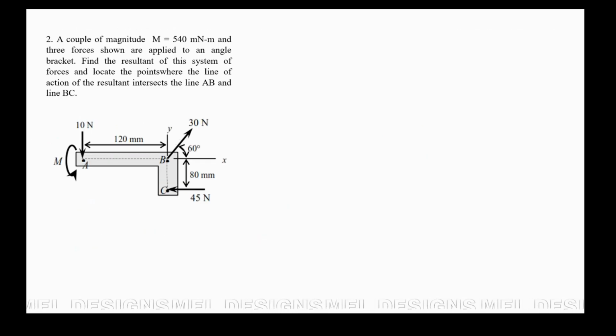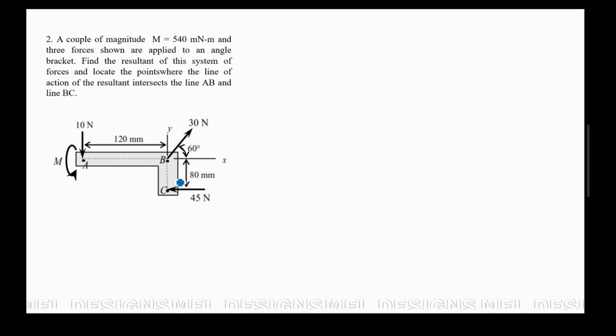Next, a couple of magnitude M equal to 540 millinewton meter and three forces shown are applied to an angle bracket. Find the resultant of this system of forces and locate the points where the line of action of the resultant intersects the line AB and BC. We are asked for the resultant of the system and then its location. So the location of our resultant must intersect line AB, this one, and line BC.